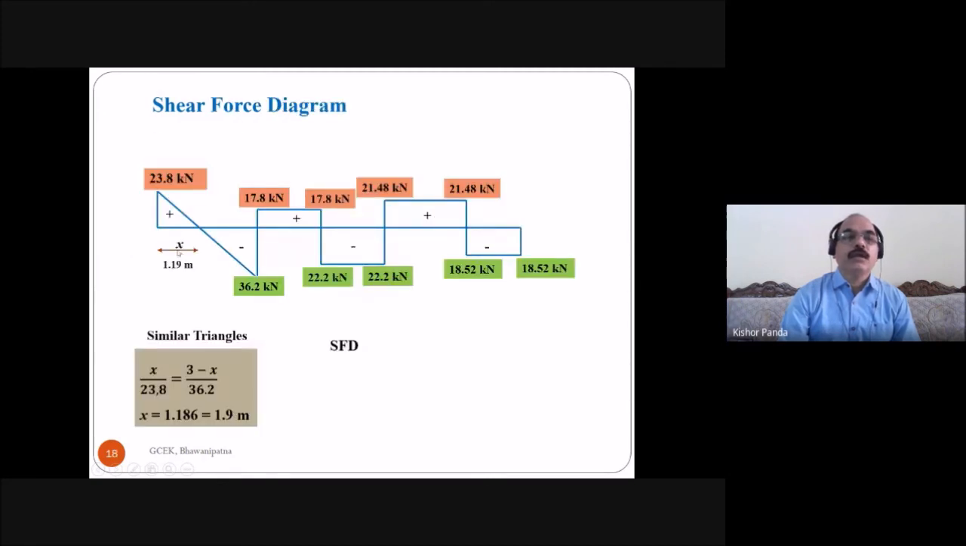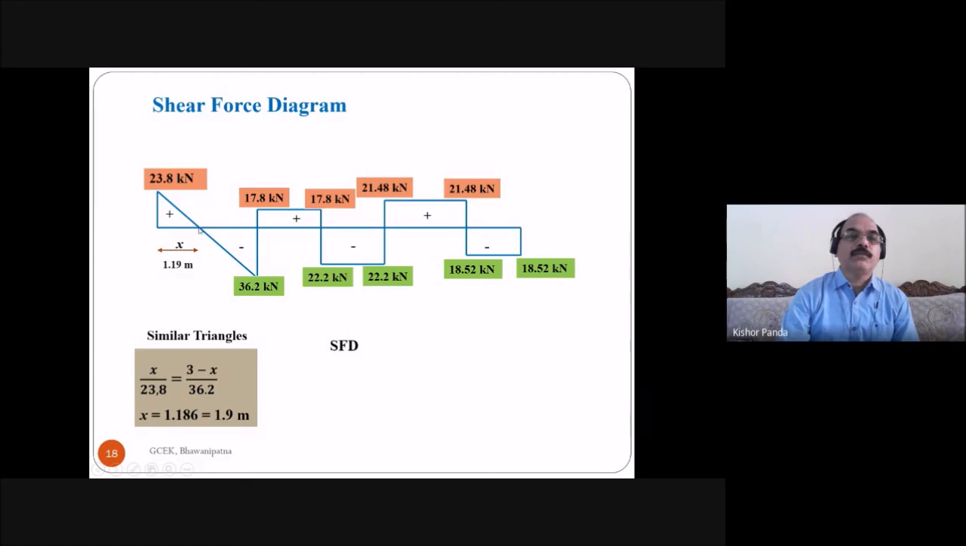But here, due to UDL, the shear force diagram will go linearly. This is a negative value here, and at A this is positive 23.8 kilonewton. These are the positive shear force diagram and these are the negative shear force diagram, and these are the values. You have to find out where you will get the zero shear force, and at that position you will get the maximum positive moment.